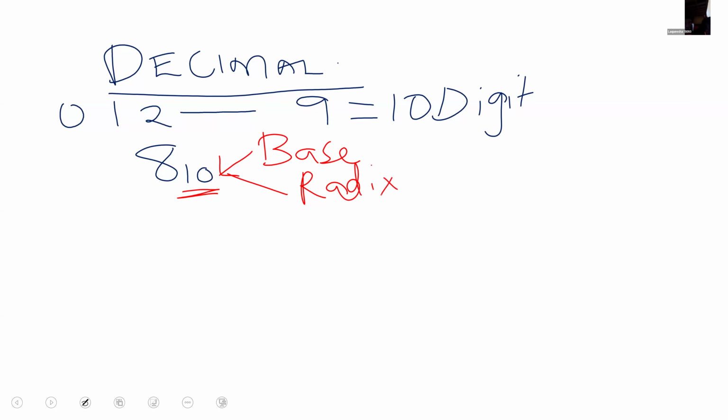It can be called a base. It can also be called a radix. I believe we are together that far.